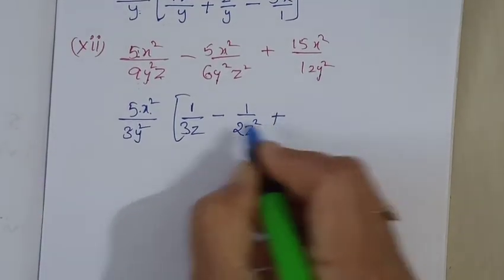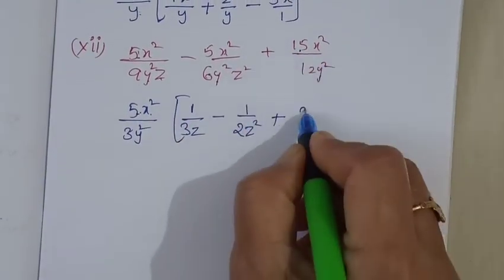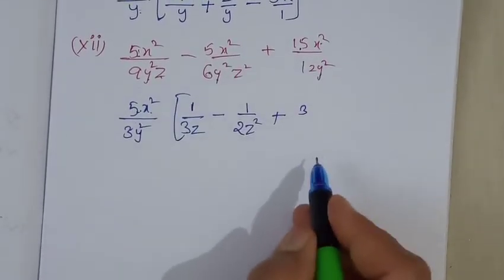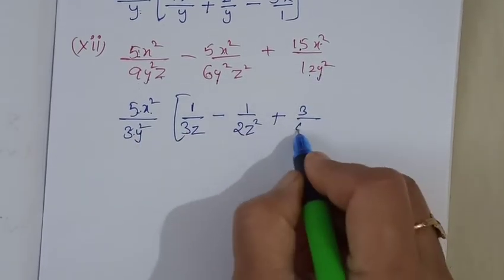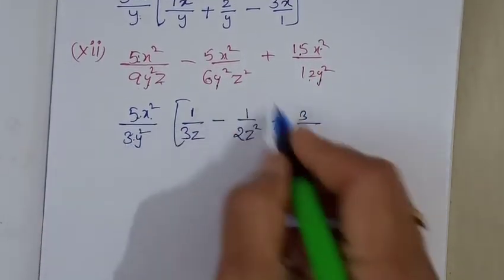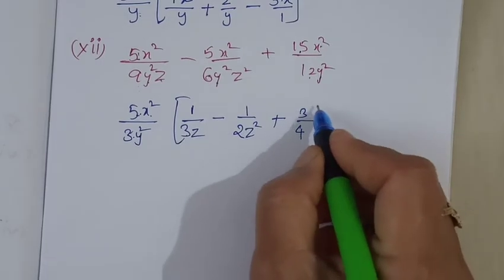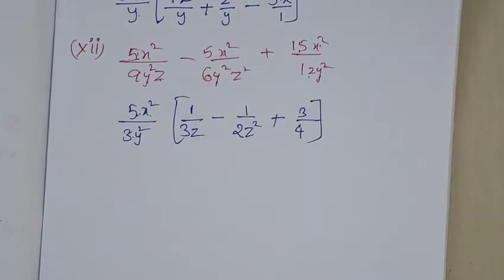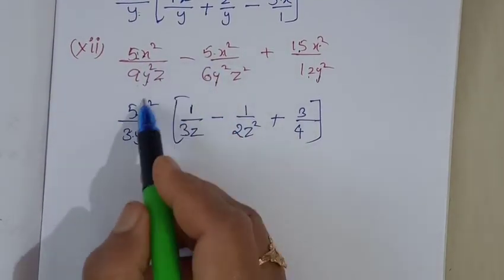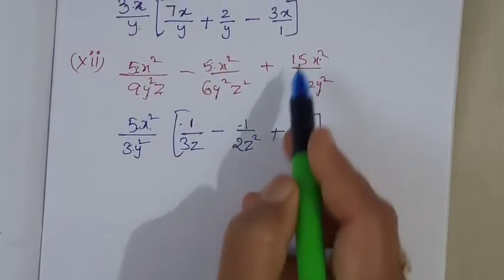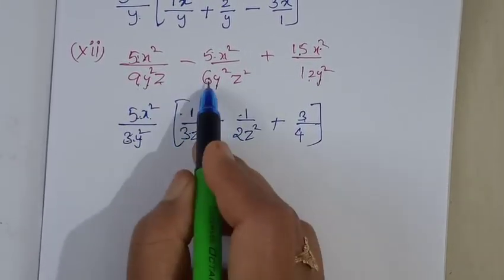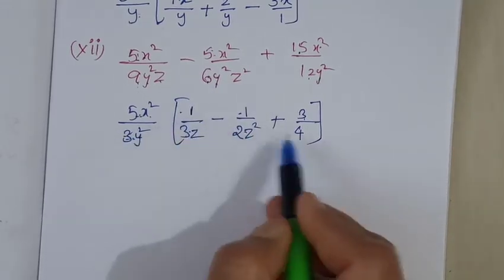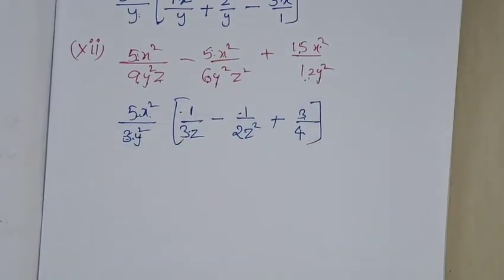Plus 5 how many times in 15? 3 times. X square is already out. Next, what is left in the denominator? 3 4s are 12. Y square is common. So 3 by 4 is the required answer. Once again, 5x square 1, 5 3s are correct. So 3 3s are 9, y square z, 3 2s are 6, y square z square, 3 4s are 12, y square. Very simple.